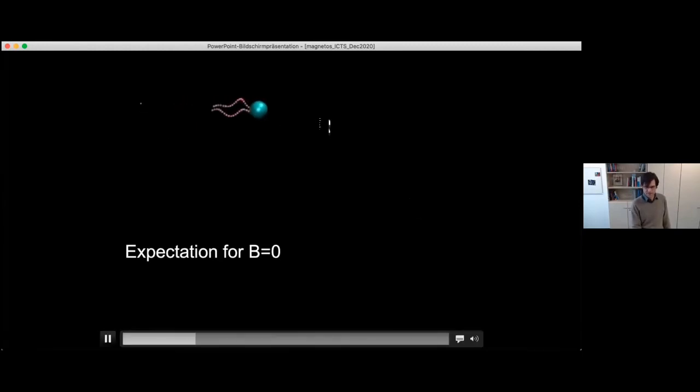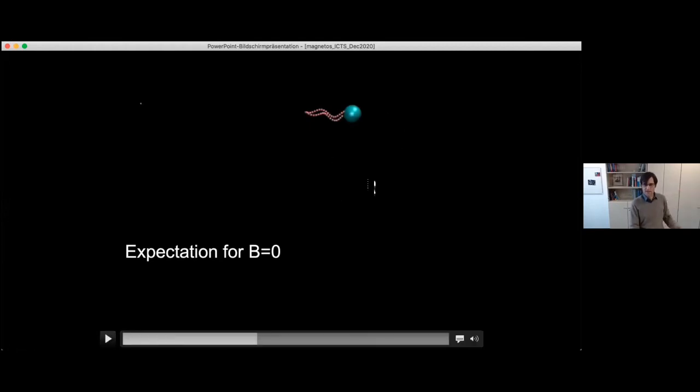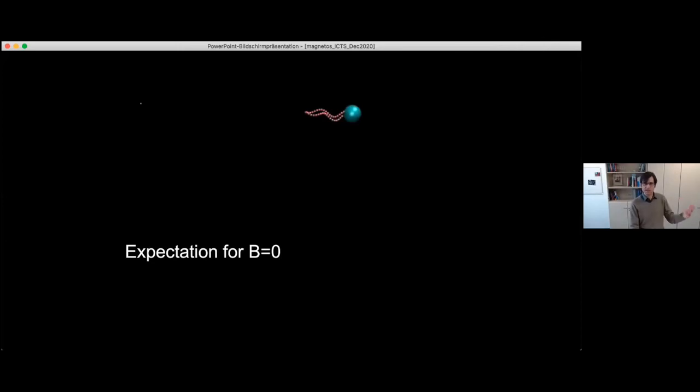So what we expected, and what everyone else expected, is that they swim like this. They have the two flagella in the back and they basically swim essentially straight, at least as long as we don't have a magnetic field. Once we have a magnetic field, then because the magnetic moment is not parallel to the direction of motion, they might start swimming on a helical trajectory around the magnetic field as this magnetic moment precesses around the direction. But we first wanted to look at the case without a magnetic field.